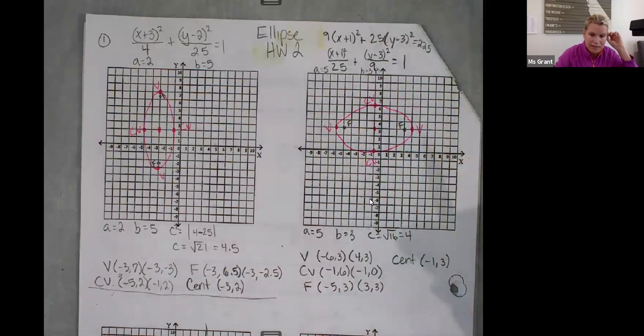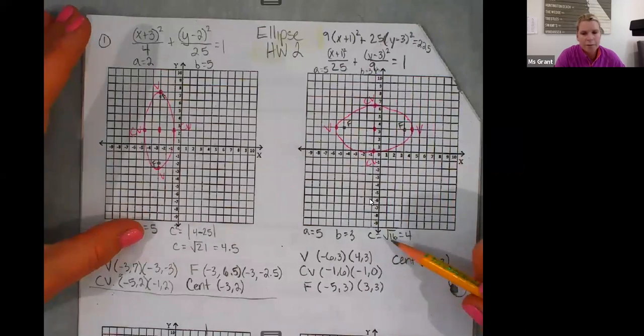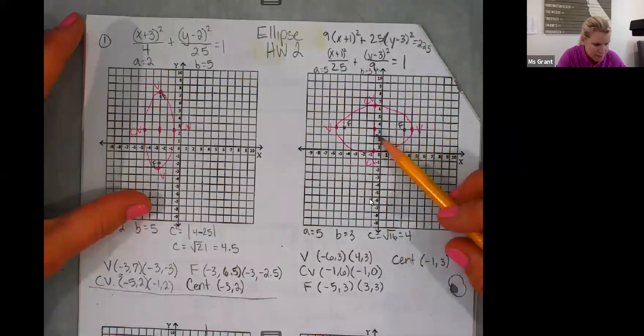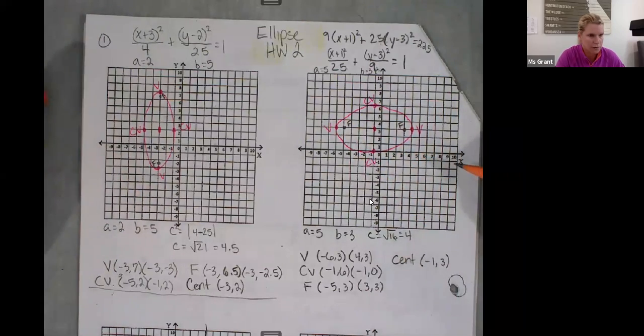So what's left is for me to find my foci, my c, right? Well, it was the square root of 16, which was 4. So that was just 4 to the right, 4 to the left. So there's that. Okay. So that looks good as is.